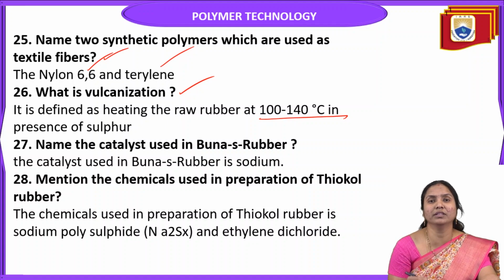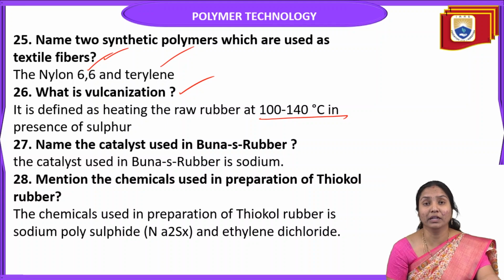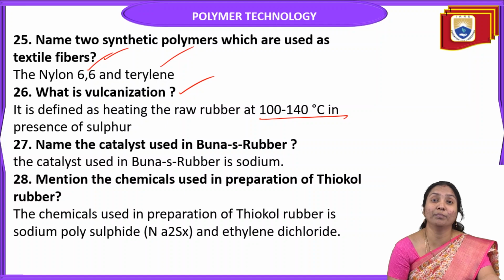For what purpose are we using vulcanization? Because it improves the properties of raw rubber, properties like elasticity, durability, and water absorption capacity. Many properties of rubber are improved, so for that purpose we are using the process of vulcanization.